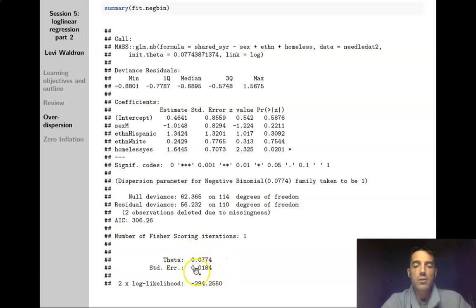So this seems to say to us that there is evidence of over dispersion in this data set, in that our theta is more than 0, and even if we go 1.96 times this standard error, it's definitely greater than 0. And it's nicely calculating for us the negative of the deviance as well, twice the log likelihood.